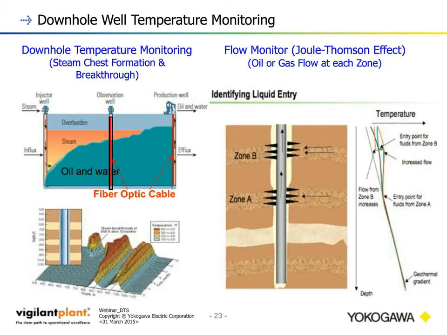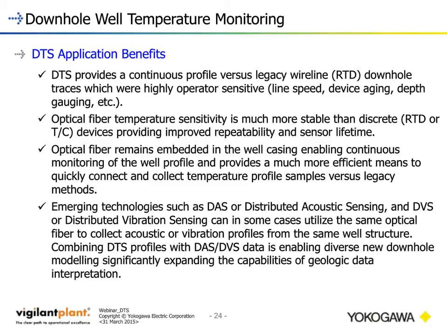Again, it was a natural application for fiber optics because it provided a much superior solution to the wireline downhole process that had been used prior to this, and I think probably fiber optics goes back 20 years now in oil field applications. So a much more stable solution, a much more repeatable solution, and surprisingly, for as large as some of these geologic and oil field production settings are, temperature resolution is really quite important to understand what's really happening in the geology, and because the fiber stays embedded in the well casing.